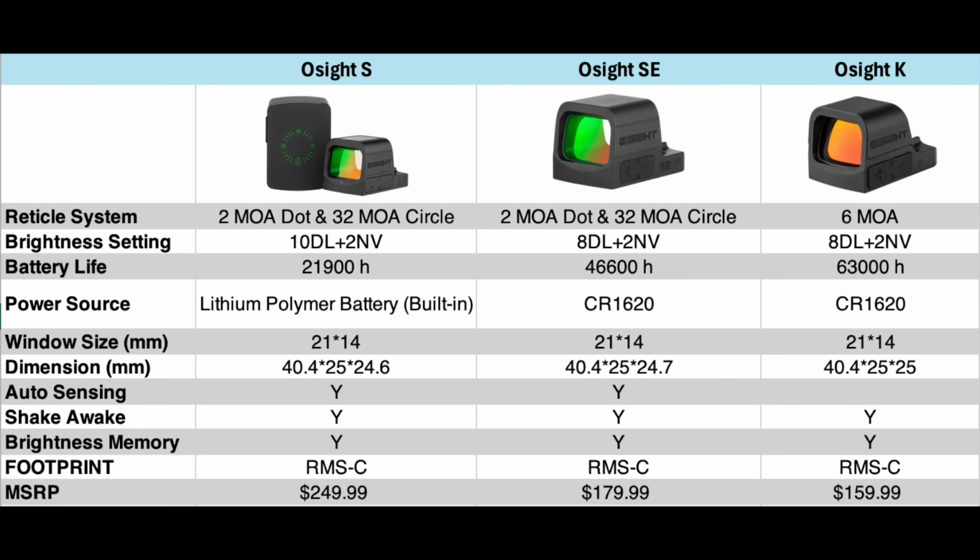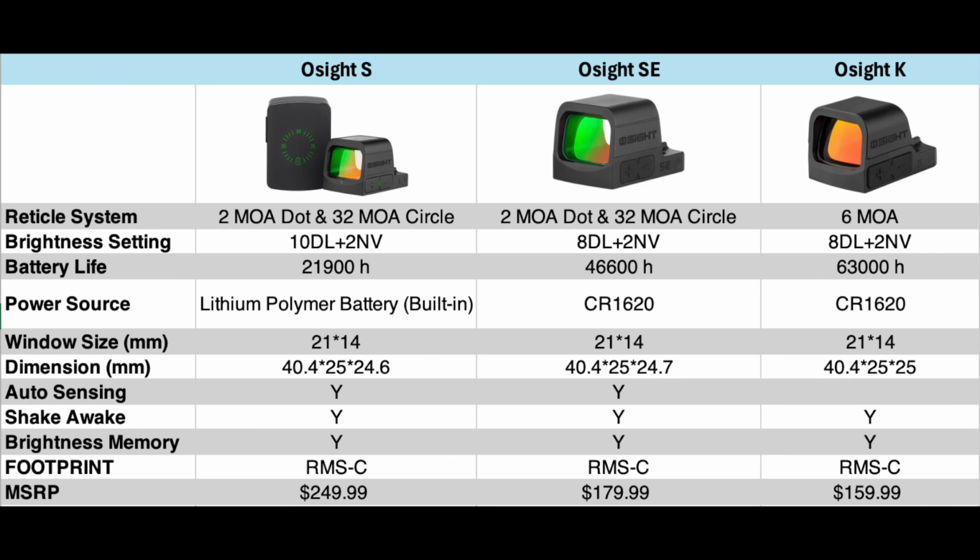Okay, let's look at the Osight K. I'm going to bring up a very similar chart. On the far left is the Osight S, then you have the SE in the middle there, and you have this new Osight K, all right? And what you'll notice is there was a 2 MOA dot with a 32 MOA circle on both of the previous versions. The Osight K, only a 6 MOA dot. There is no circle option, all right?